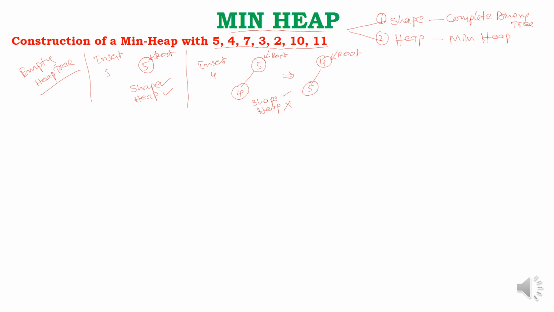See, now it is satisfying shape property. It is a complete binary tree. Heap property, parent is less than its children. So yes, it is satisfying heap property. So it is a minimum heap.